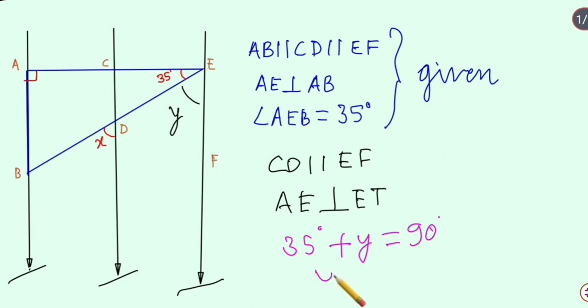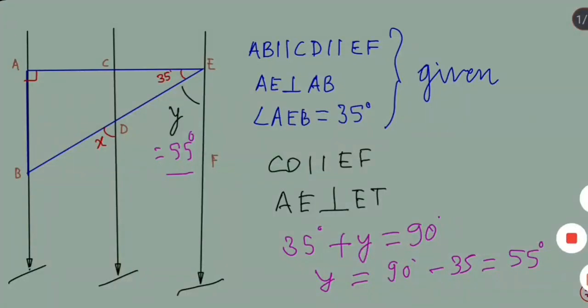So the value of angle Y is 90 degrees minus 35 degrees, which is equal to 55 degrees. So the value of angle Y is 55 degrees. Now we need to find the value of angle X.